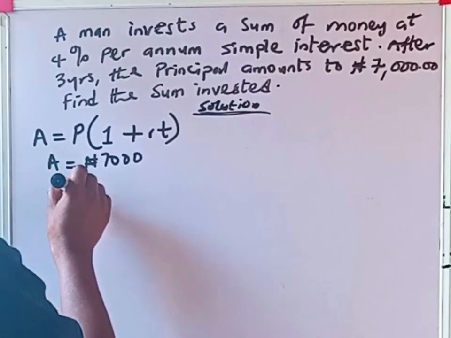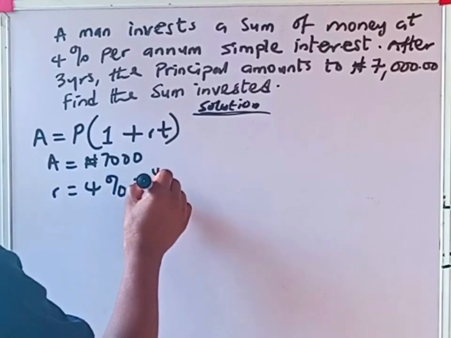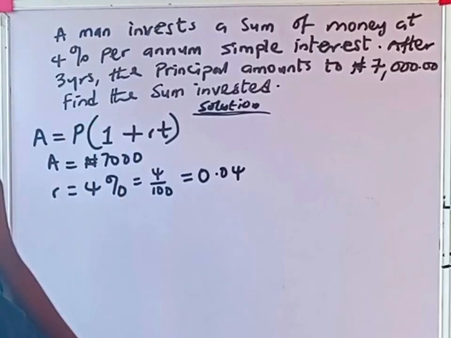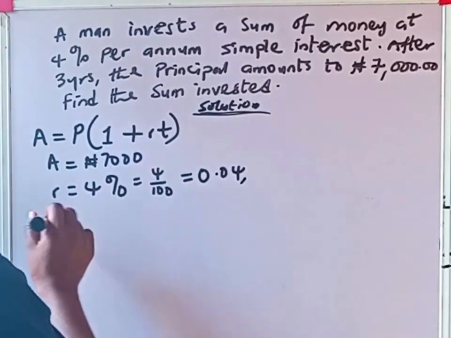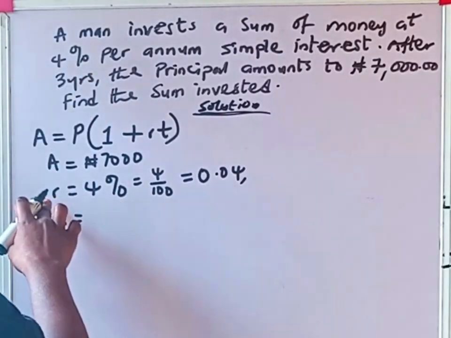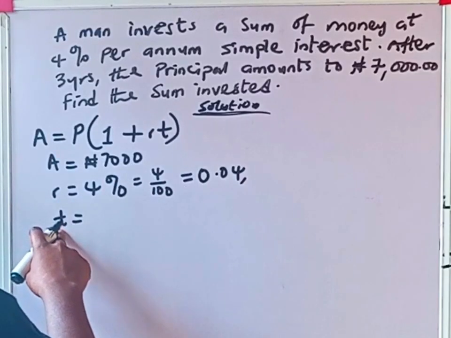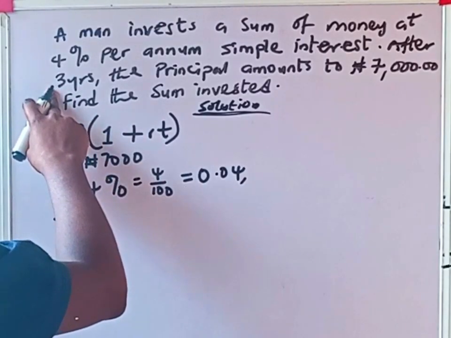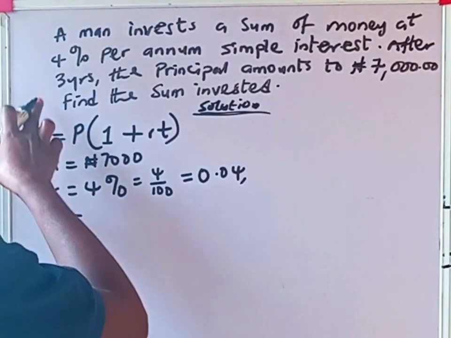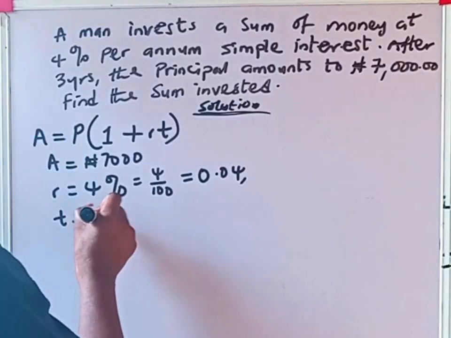Then you have R, which is equal to 4%. And 4% is 4 over 100. When you do your calculation, you're going to have 0.04. Then we are given time, which is our T. Anyone that carries percent is our R, which means rate. Time is measured in years in simple interest. It can also be measured in months, but you have to convert it to years. But in this question, there's no need for conversion because it's measured in years. So our T is 3 years.